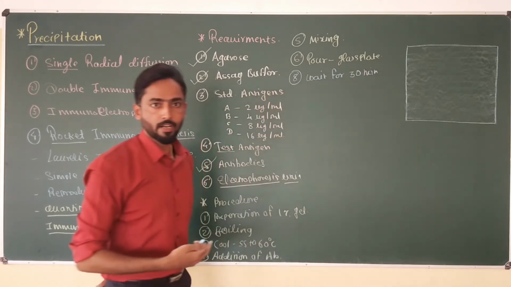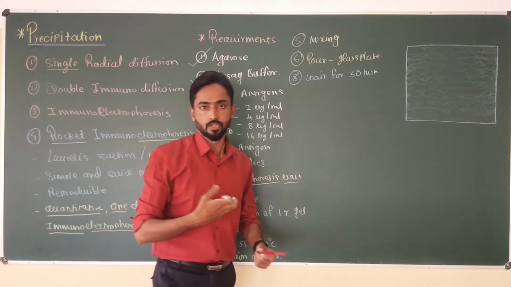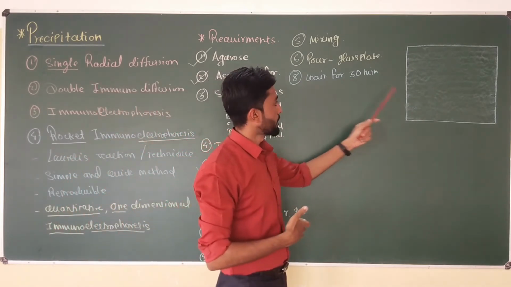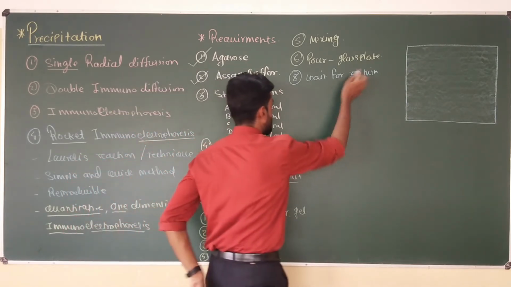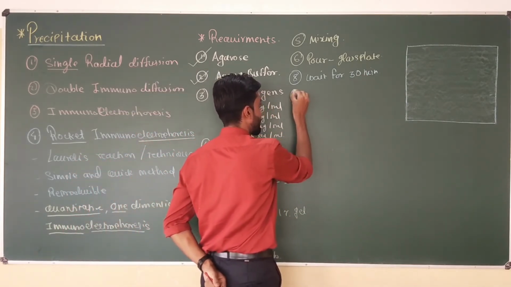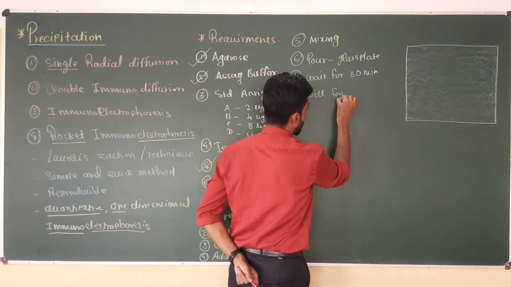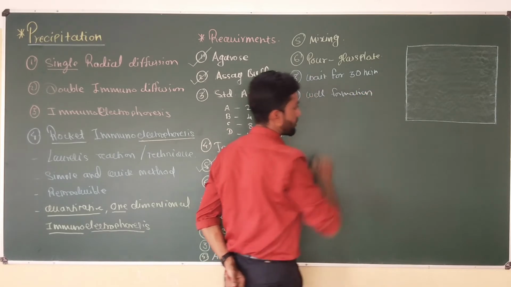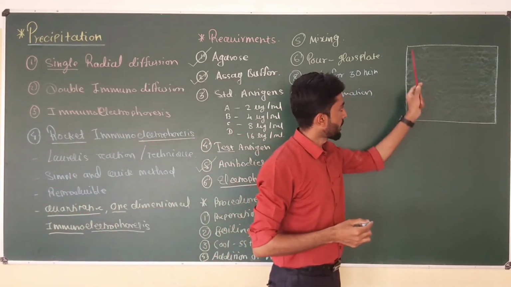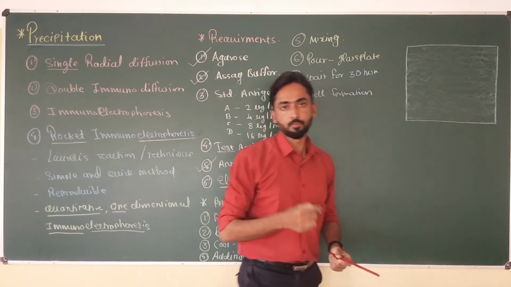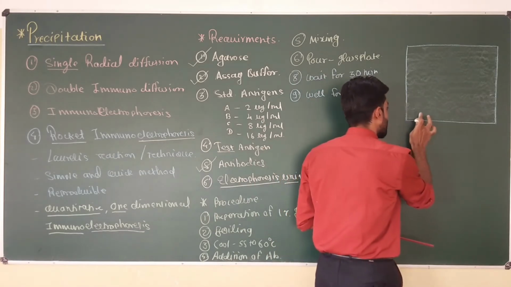During this period you can keep this plate in a refrigerator to maintain the moisture, and during this 30-minute period the gel gets solidified. After solidification of the gel, the next step is well formation. You can punch the wells, or produce the wells on this gel at any one side with the help of a gel puncture.